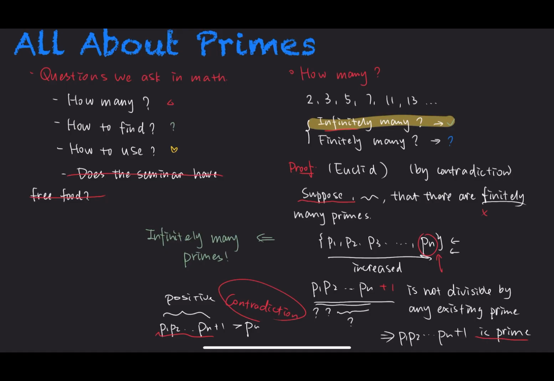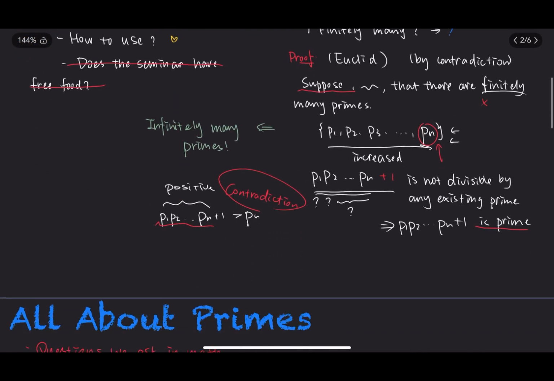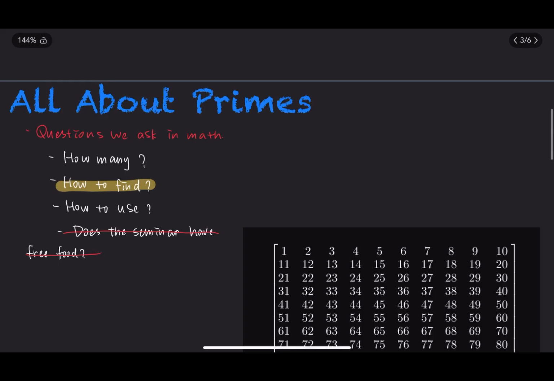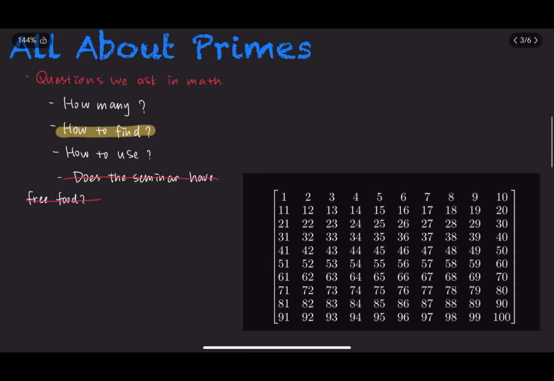And we're going to move on to our second question that mathematicians like to ask when they approach a new topic. How to find primes. Well, finding primes in itself is a task that's not extremely hard. For example, if I give you a certain number, can you verify that it's a prime?